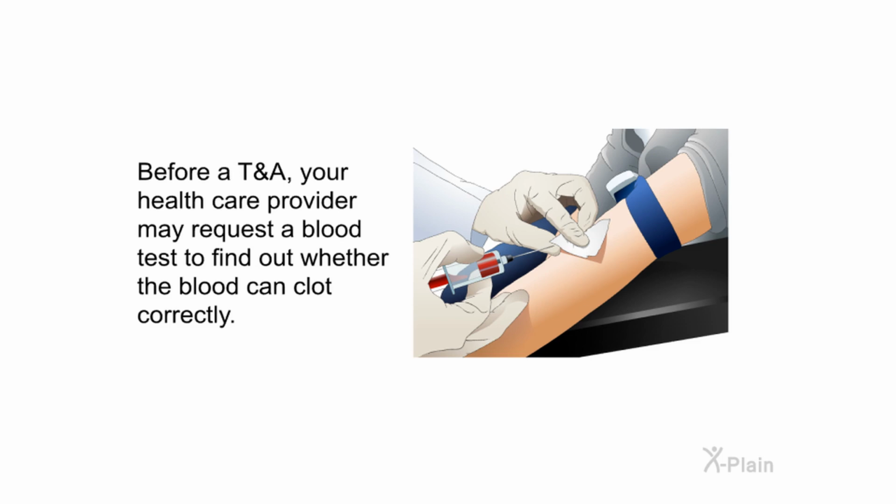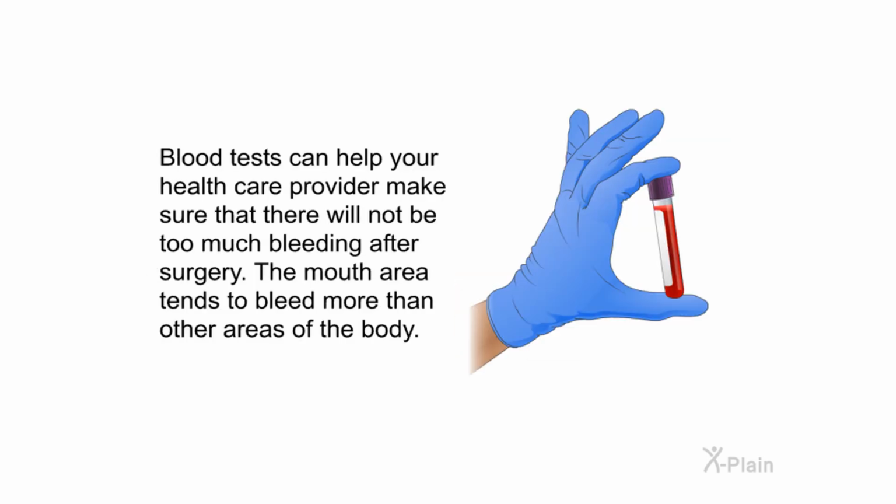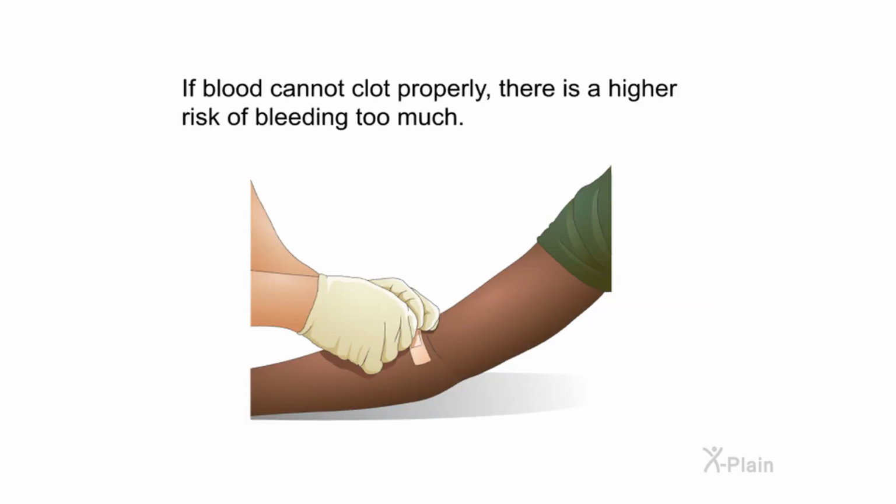Before a T&A, your healthcare provider may request a blood test to find out whether the blood can clot correctly. Blood tests can help your healthcare provider make sure that there will not be too much bleeding after surgery. The mouth area tends to bleed more than other areas of the body. If blood cannot clot properly, there is a higher risk of bleeding too much.